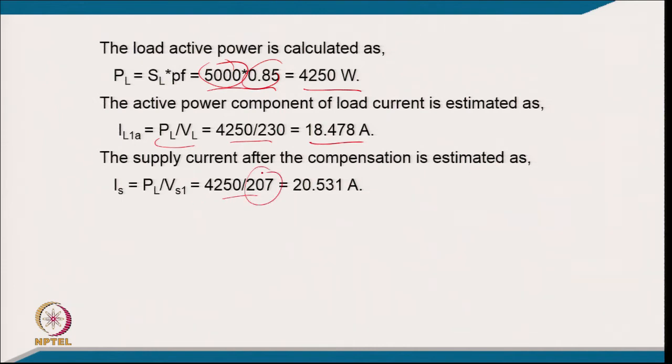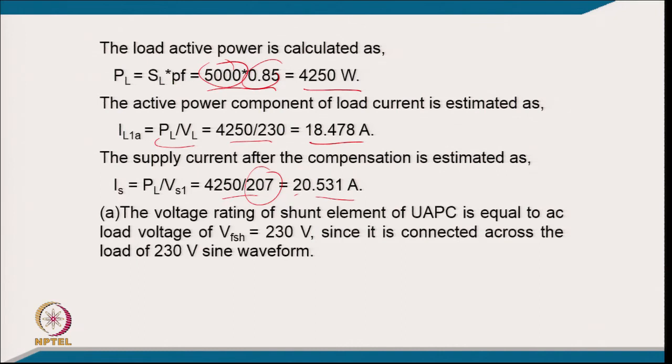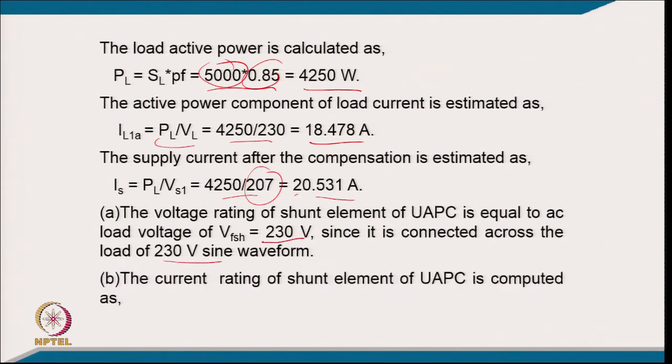the voltage at the supply side, I mean only the fundamental voltage, 207. So you will find the fundamental current of the order of 20.531 ampere, and the voltage rating of the shunt element of UPQC is equal to the load voltage, 230 volt, since it is connected across the load of the 230 volt sine wave waveform.